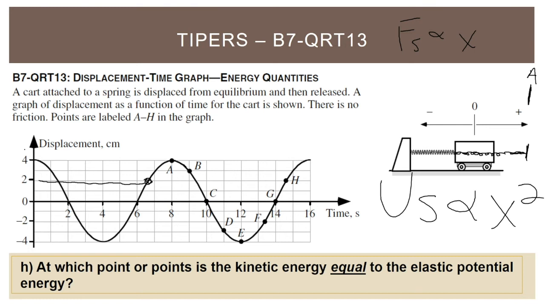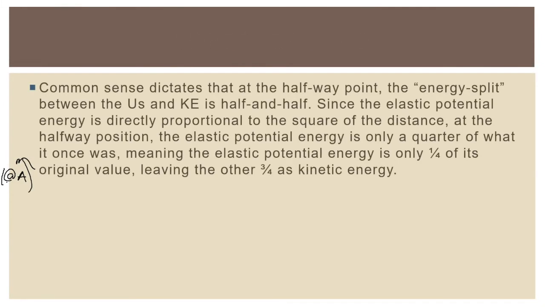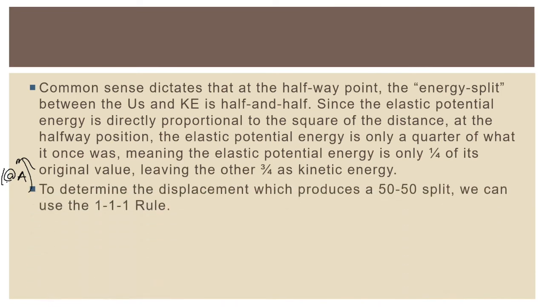Notice, by the time it gets a quarter of the way from the amplitude to the equilibrium position, it's already gained a heck of a lot of speed. By the time it gets halfway, already 3/4 of the energy is kinetic energy. And so the point here is that because the elastic potential energy is directly proportional to x squared, if you really want to determine the displacement which produces a 50-50 split between the energies, you've got to use the 1-1-1 rule.